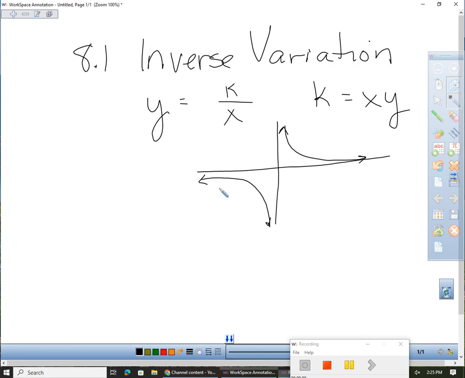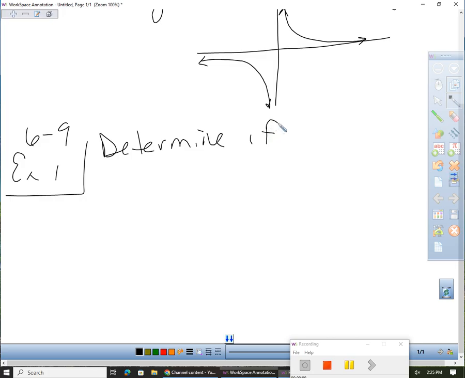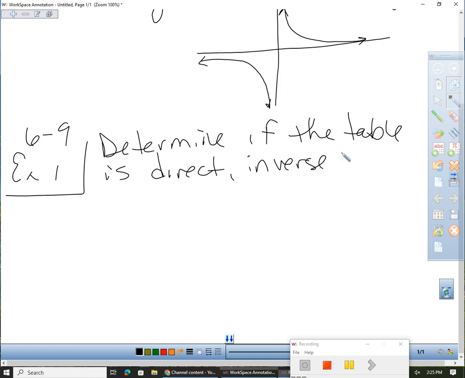So we're going to start by deciding whether something is an inverse variation or not from a table. All right, so here is example number 1. This is what you are doing for 6 through 9. Determine if the table is direct, inverse, or neither.